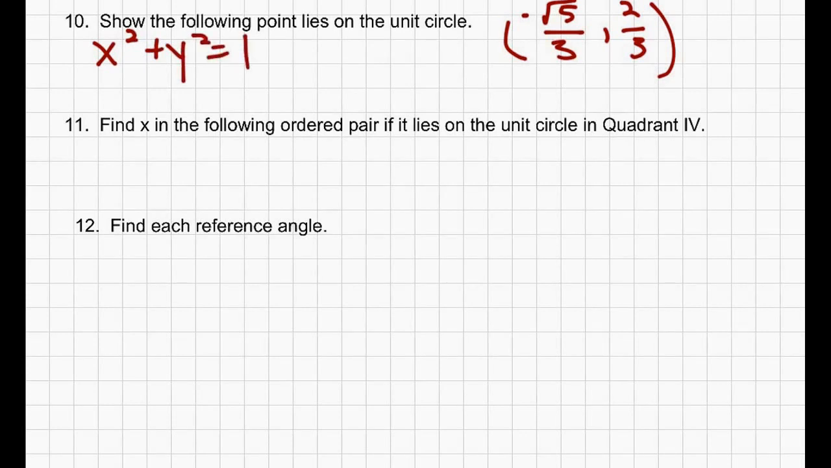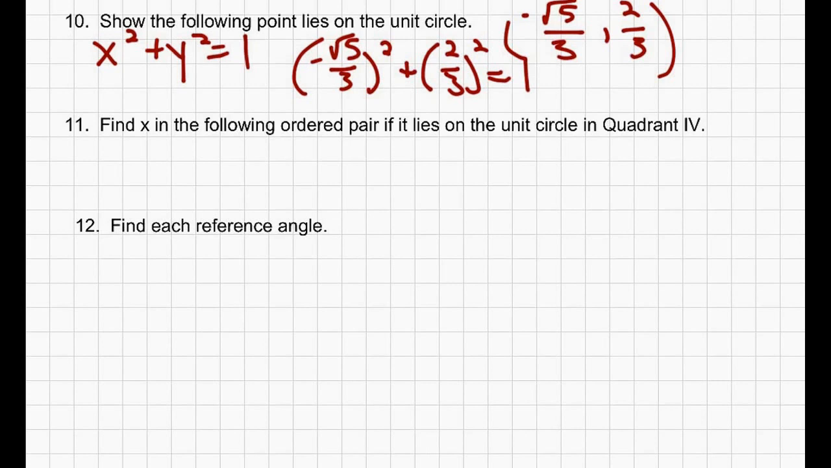So in order to determine if this ordered pair lies on the unit circle, we're going to plug in negative square root of 5 over 3 and square it, and add to that 2 over 3 squared and find out if it equals 1. Well, negative square root of 5 over 3, when I square it, is going to be 5 over 9. Remember, when you square a negative, you get a positive, and the square root of 5 times the square root of 5 is 5. Plus 2 over 3 squared is 4 over 9. Well, they have a common denominator, so when I add them, I get 9 over 9, and 9 over 9 is 1.